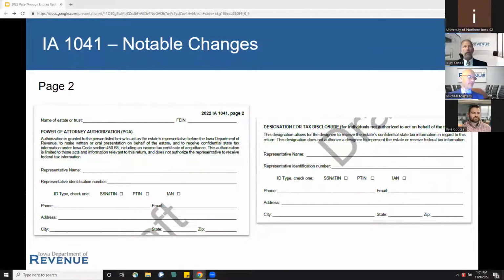And then on the right side is the designation for tax disclosure information. You would list somebody on that if you want somebody to have the ability to contact the department to discuss the status of a return or the status of that certificate of acquittance. But I just wanted to clarify that again. And Mike, we can go ahead and roll to slide 3.